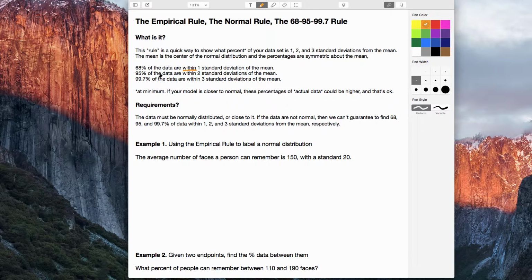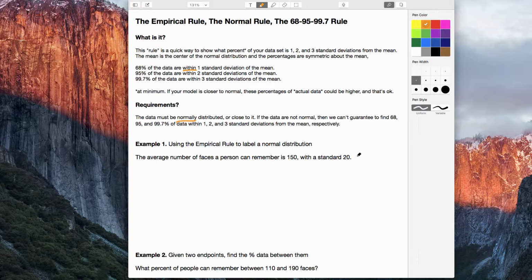So what must be required here? You have to have a normal or approximately normal distribution to guarantee these percentages. The further from normal you are, the less you can guarantee that you'll find that percent of data within that span from the mean. So there's a couple different ways to use this empirical rule, and we'll go through some examples. First, let's use the empirical rule and label a normal distribution.